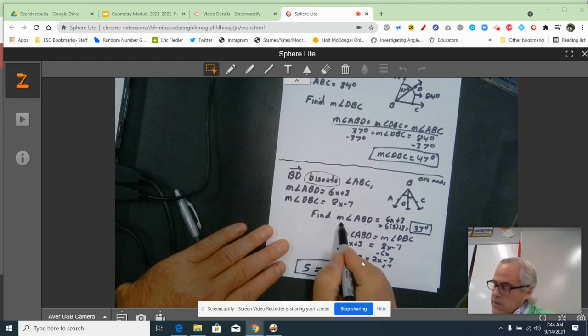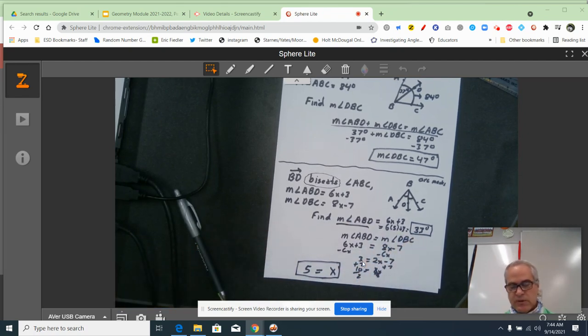Go back and read the question and see what it is they want you to find. Do they want you to find x? Do they want you to find the measure of an angle?